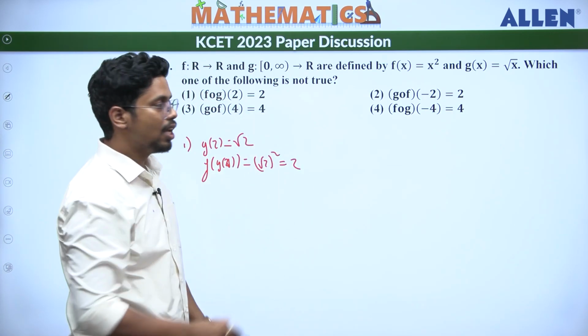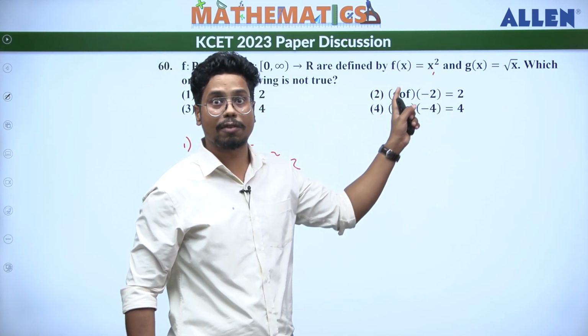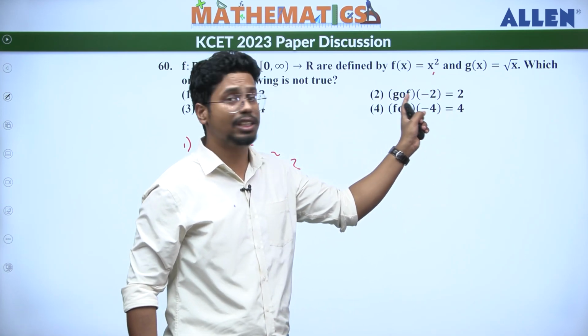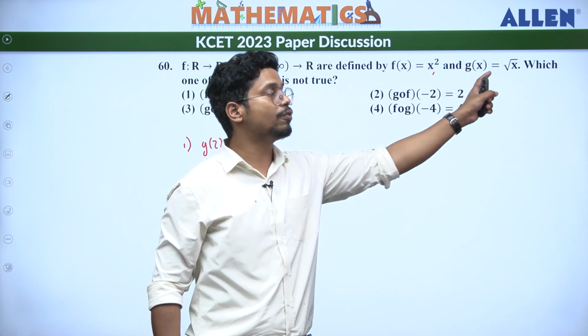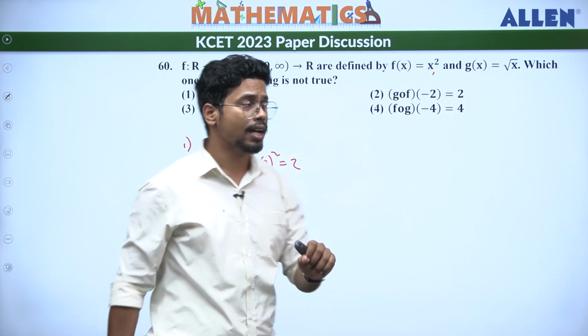Option A is correct. Option number B, f of minus 2, all of you. F of x is x square. So f of minus 2 is minus 2 whole square, which is 4. So basically this is the same as g of 4. G of x is root x. So g of 4 is root over 4, which is 2. So this is also correct.